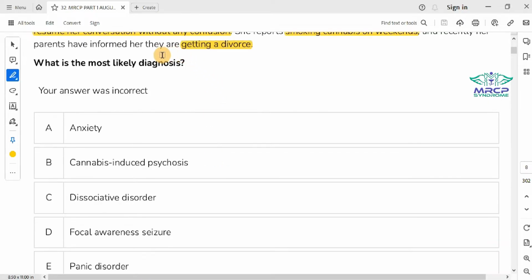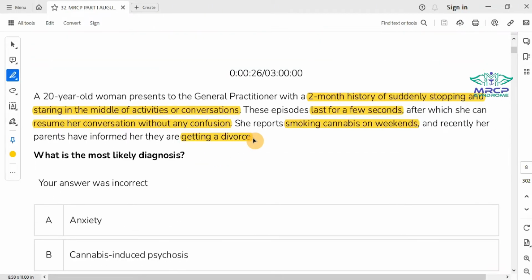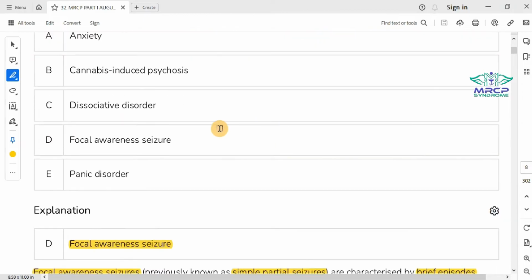And what should be the investigation of choice in this patient? What should be the choice of investigation? Whenever a focal seizure or generalized absence seizure is suspected, you'll be going for the EEG, electroencephalogram, to confirm the diagnosis.